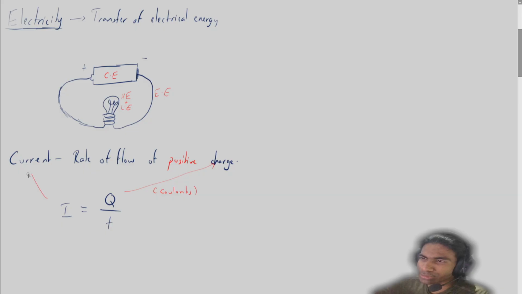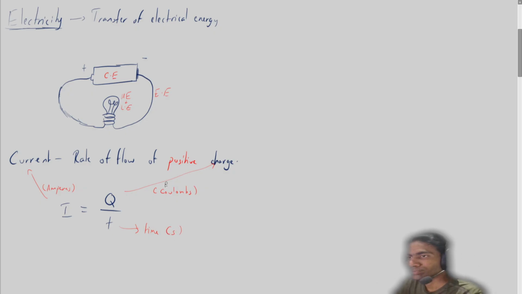I is the current measured in units of amperes, and t is the time which we try to measure in seconds. Okay, so this is the equation that relates current to charge and time, but that's really just based on the definition of what current actually is.